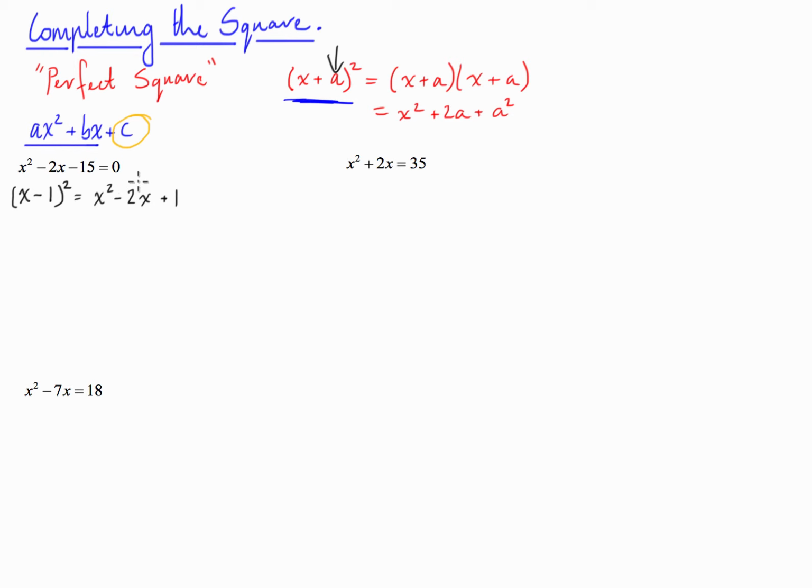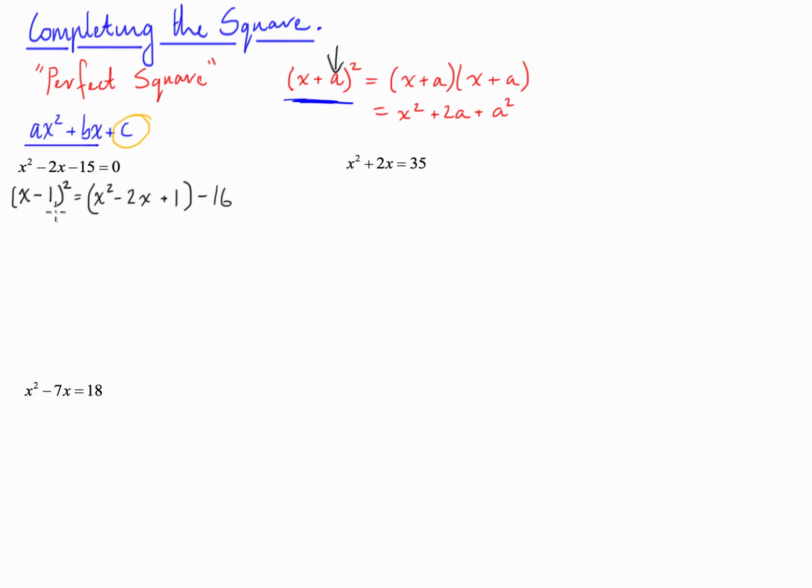Now that's all well and good, but I've got a negative 15 here. So we need to turn this plus 1 into a minus 15. So we take away 16. Let me just put that in a bracket: take 16. So the positive 1 minus 16 is going to equal minus 15.